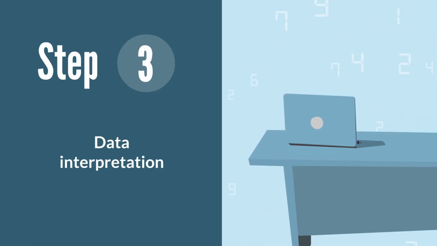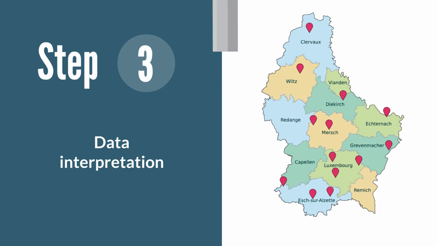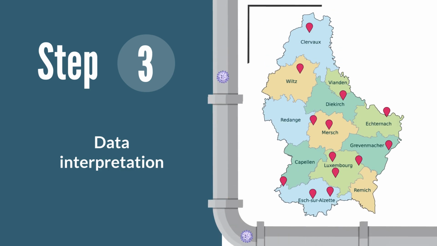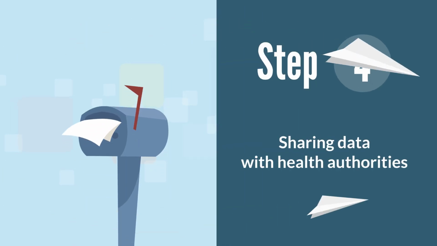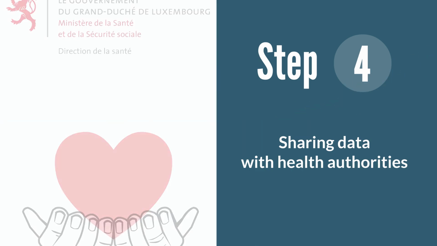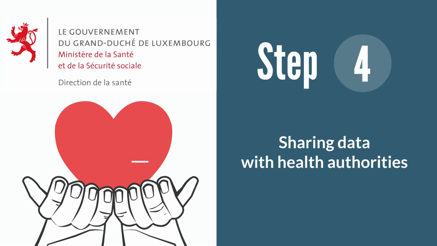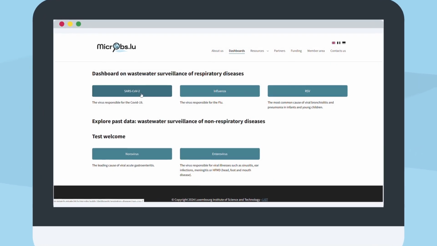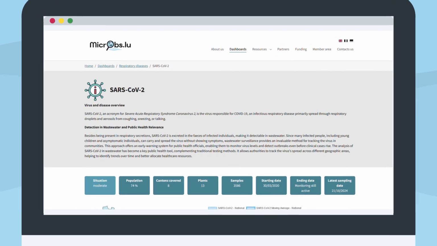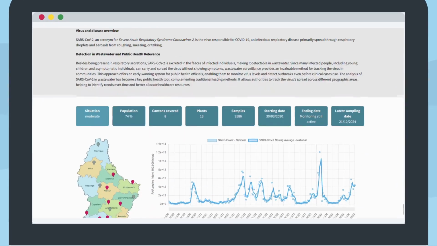The data is then interpreted, providing information on the pathogens circulating in the communities connected to the identified wastewater treatment plants. These findings are sent to the Ministry of Health, which uses them to support public health efforts. By analyzing these trends over time, the ministry can gain a clearer understanding of the virus's presence and spread in the community. At the same time, the data is also posted on this dashboard. By consulting it each week, you will be kept up to date on the circulation of viruses of interest among the Luxembourg population.